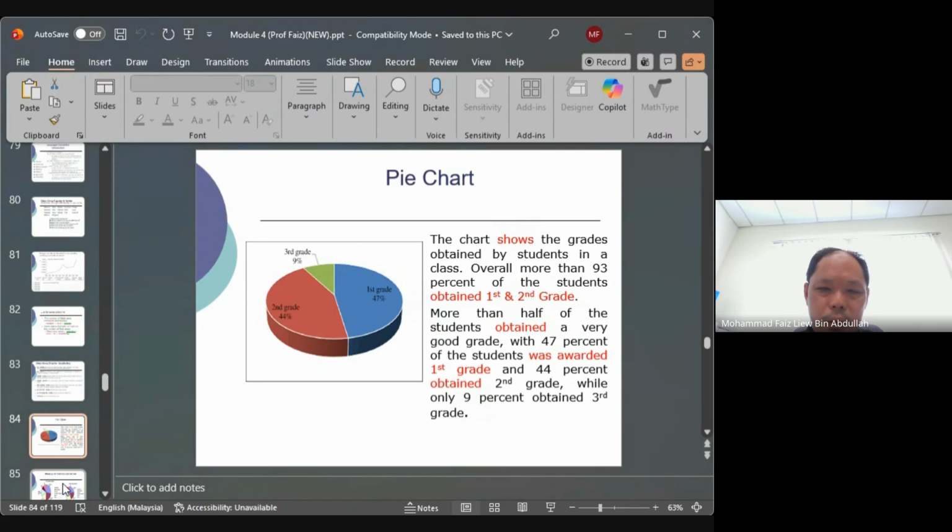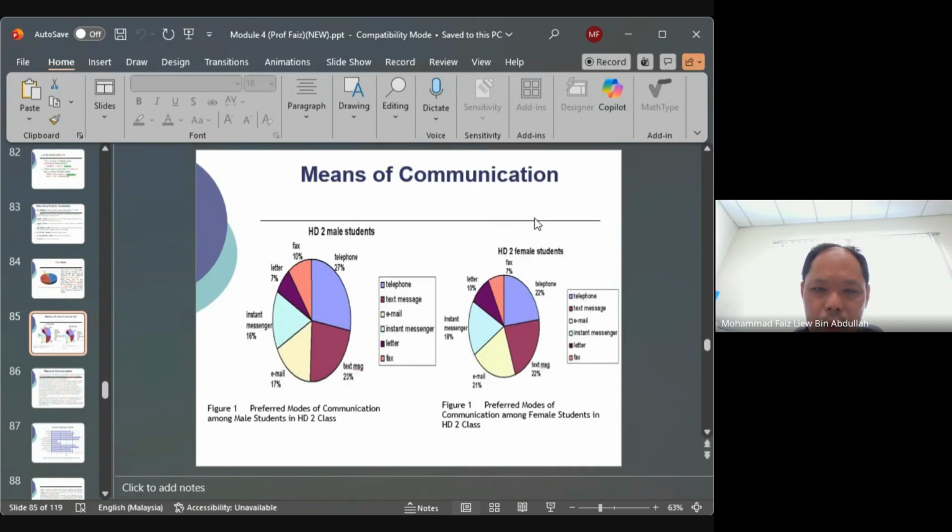If you look at this, another means of communication. When you show the pie chart, make sure you have this legend. A lot of students miss out on the legend. They just show the pie chart with different colors. So make sure you have the legend. And then when you compare this, figure 1, preferred modes of communication among male students in H2D class, and preferred modes of communication among students in H2 class. So do a comparison instead of combining all of them into one, so we can break up into another result.